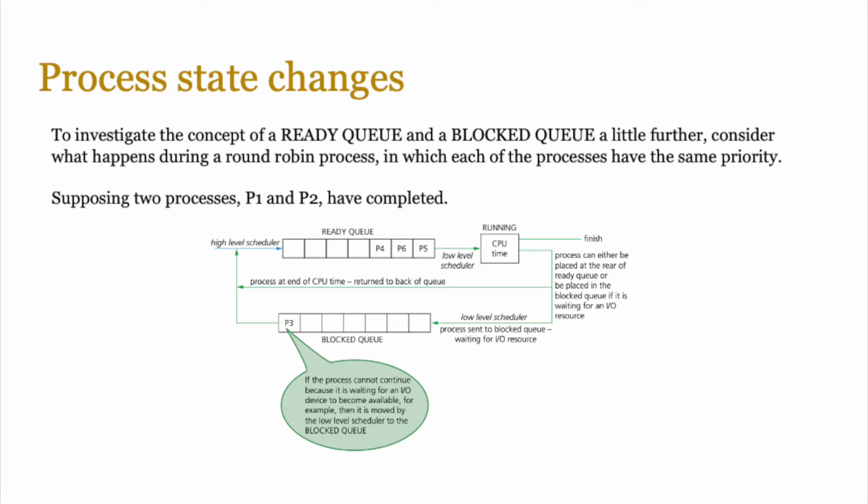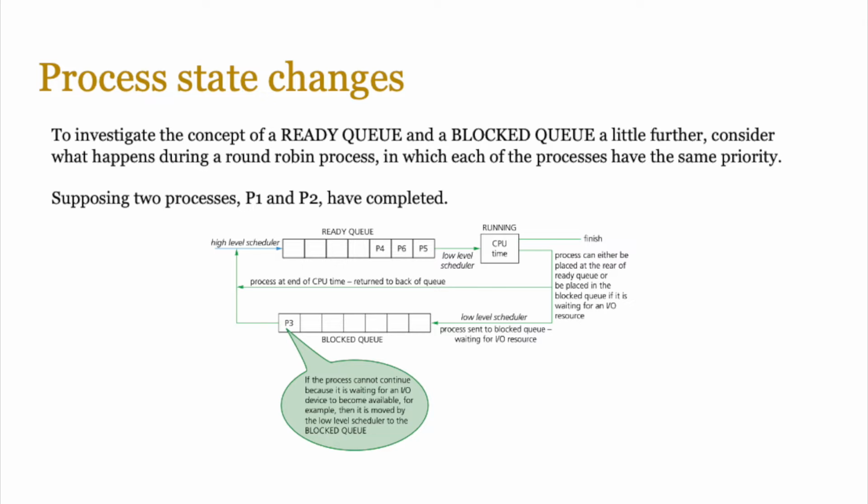Now, in the previous lesson, we looked at 3 possible states: the ready state, the running state, and the blocked state. The running state is when the processor is actually executing the instructions. So we need to build 2 queues to support it, and they are the ready queue and a blocked queue. To look into this concept a bit more in depth, consider what happens during a round robin process in which each of the processes has the same priority.